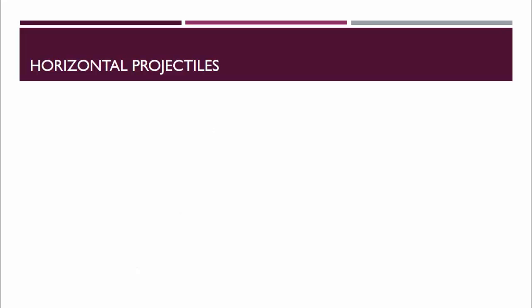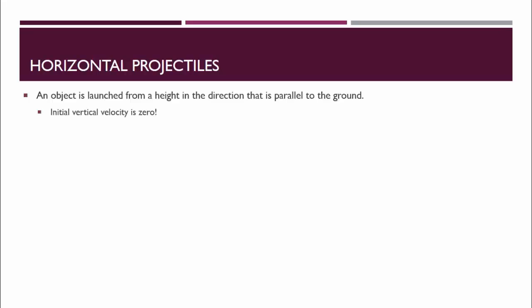The type of projectile motion that we're going to start with is horizontal projectiles. This is a case where an object is launched from a height in the direction that is parallel to the ground. This means that the initial vertical velocity is 0. At the very beginning, it's not heading upward at all, and it's not heading downward at all. So we're going to remember that v_iy equals 0. Here's an example.